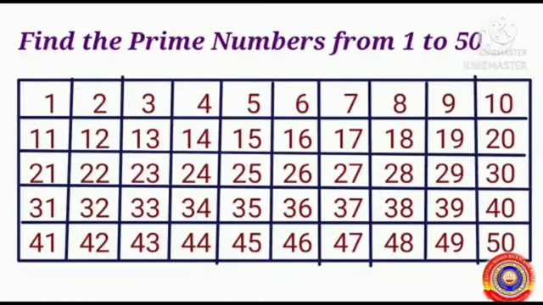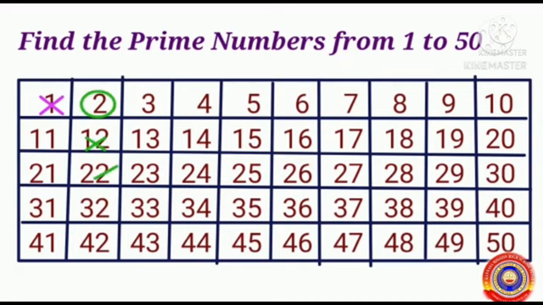Next activity, find the prime numbers from 1 to 50. At first, write the numbers from 1 to 50 in an order. Then strike off the number 1, which is neither a prime nor a composite, because the number 1 has only one factor, that is 1. Therefore, the number 1 is neither a prime nor a composite.